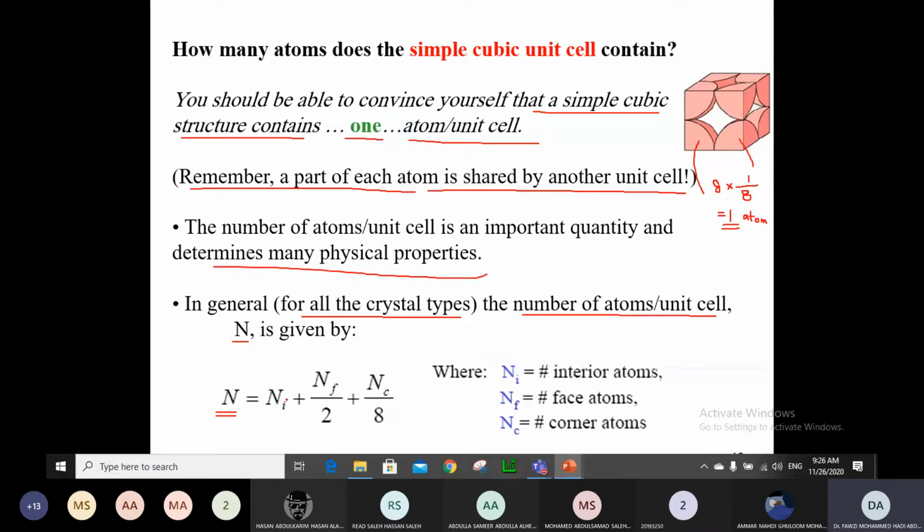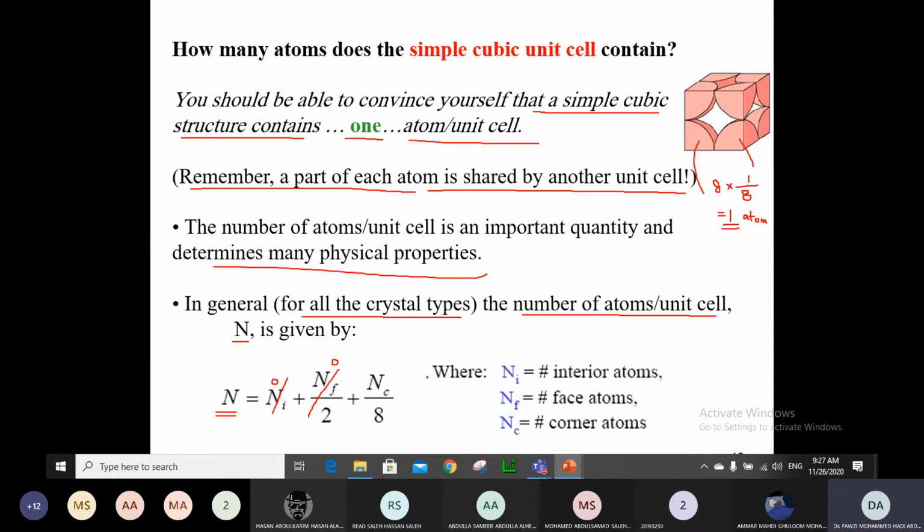The Ni stands for the interior atoms. Is there any interior atoms inside there? No. So for this case, this will be 0. We don't have any interior. We only have corner atoms there, so that will be 0. Again, in this case, do we have any face atoms here? Face atom means that you have some atom in the face here, or the face here. We don't have any face atoms there, so in this case, this is also 0. In the simple cubic, this is also 0.